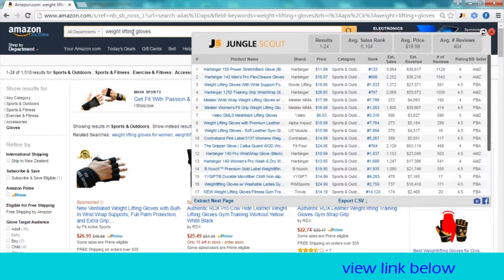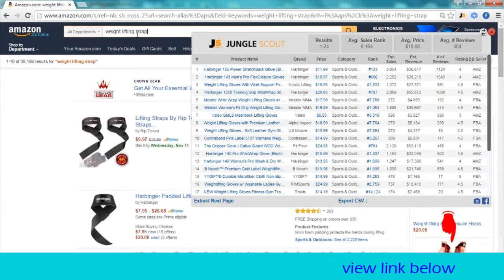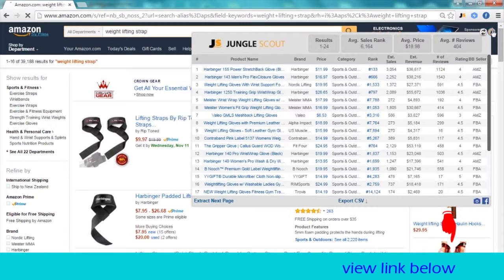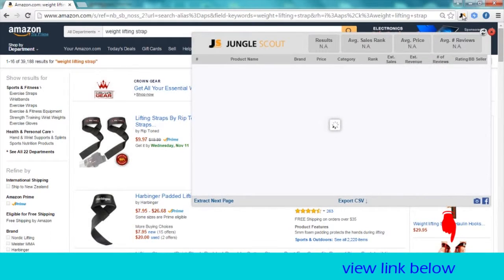So let's look at something else. I'm just quickly looking at weightlifting straps. We'll see what Jungle Scout says about that.